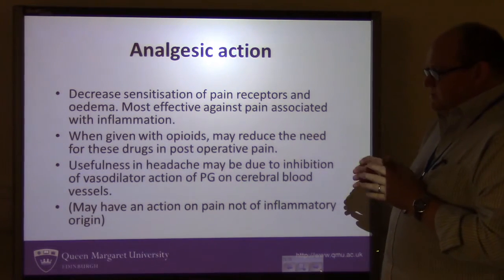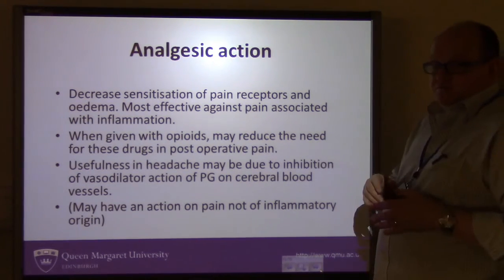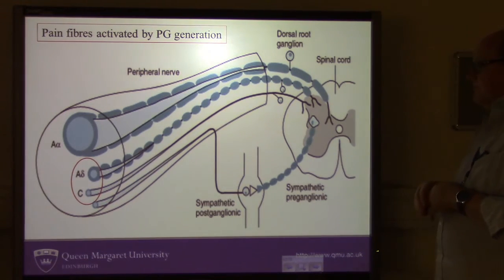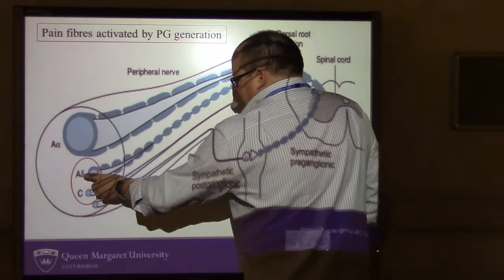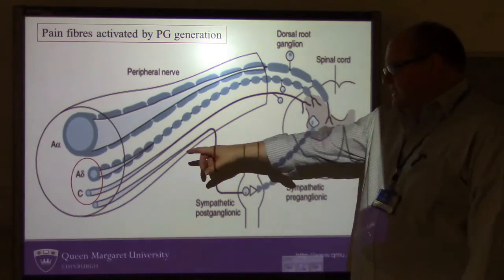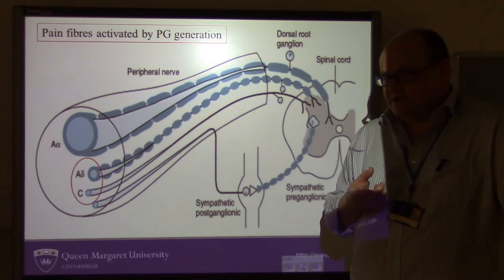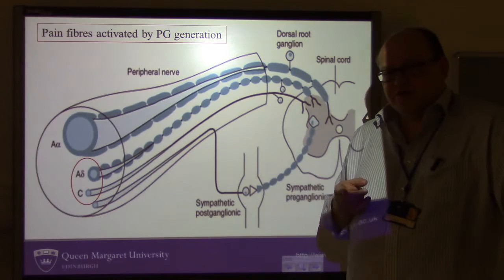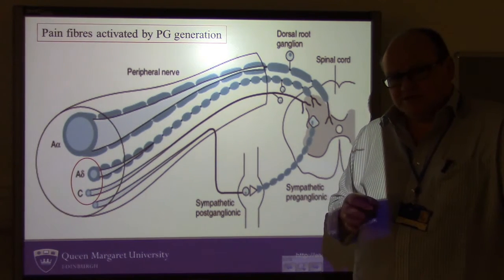The nociceptors would normally be activated by prostaglandins. You prevent the production of the prostaglandins. And this is just a little diagram to show you that basically what we're doing is these fibres down here are the A delta and the C fibres. The A delta fibres are large diameter fibres that are myelinated. They're sending fast pain signals. And then you've got the C fibres, which are small diameter, unmyelinated. They're sending slow pain signals.